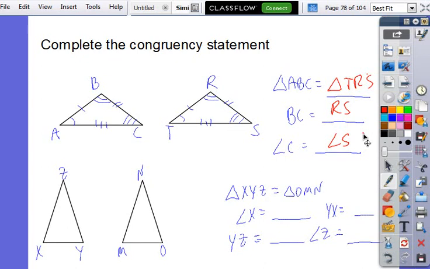If you have the similarity statement, everything's easy to find. Angle X would match angle O. YZ would match MN, because they're both second, third, second, third. YX would match MO, and angle Z would match angle N. You have a similarity statement, it's easy to solve.